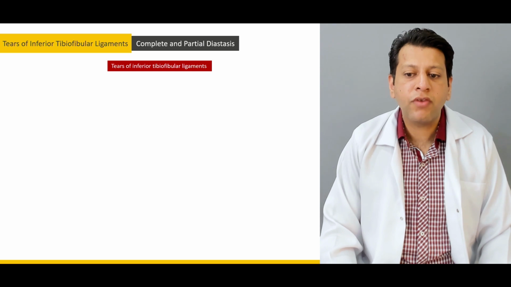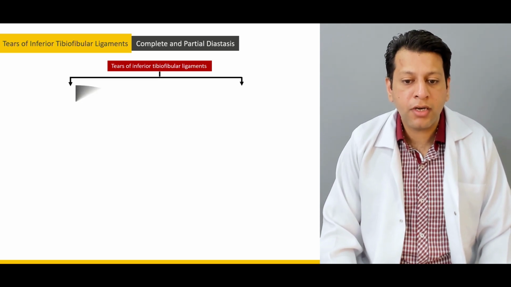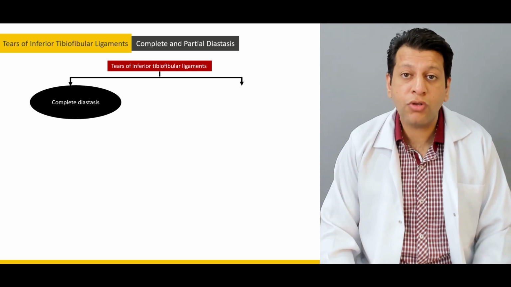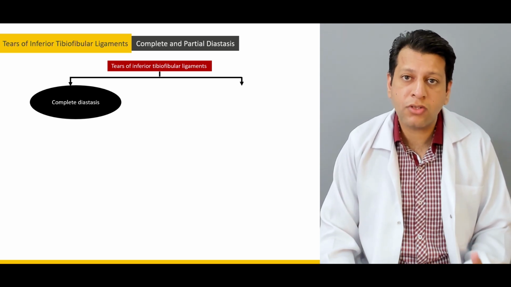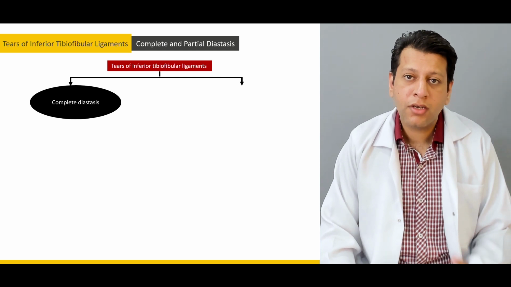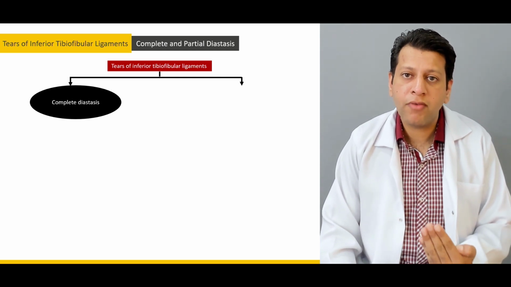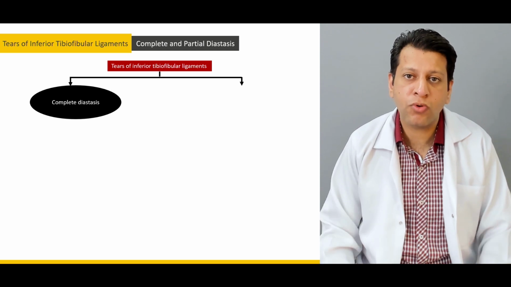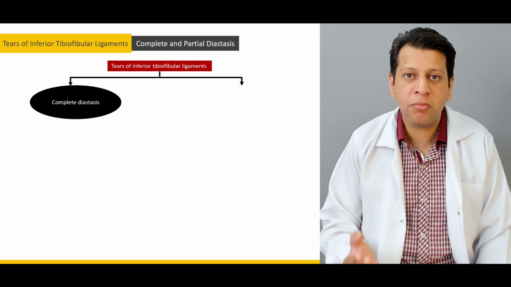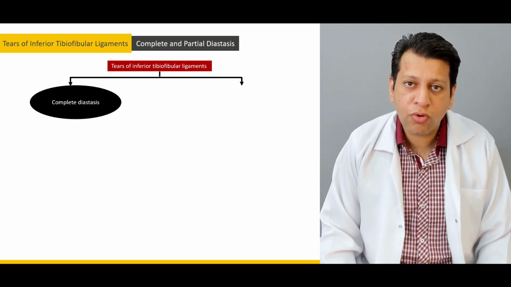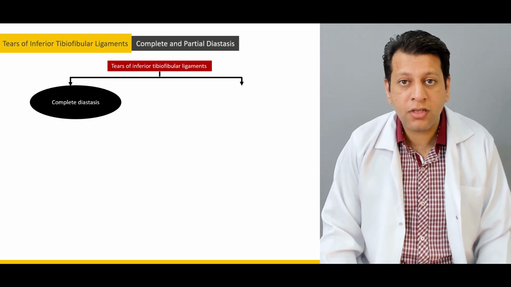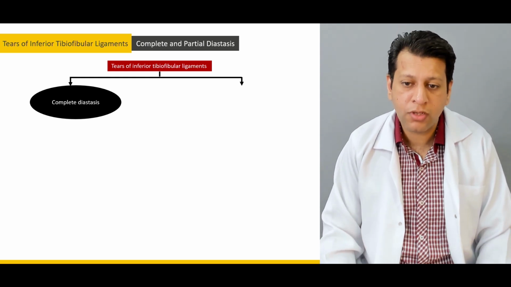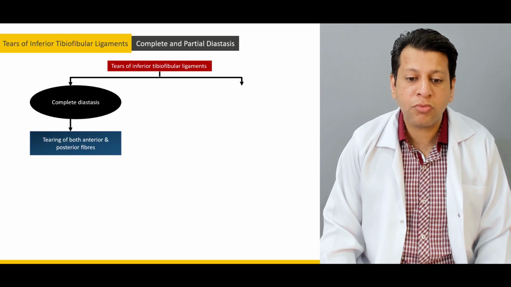Tears of the inferior tibiofibular ligament are usually associated with complete diastasis. How do you check for diastasis, or whether there is syndesmotic injury? When viewing an AP view of the ankle joint, there is usually an overlap of more than 6 mm of the tibia over the fibula. But if this overlap is less than 6 mm, or there is complete diastasis where the tibia and fibula appear as two separate bones, then this means there is definitely syndesmotic rupture.